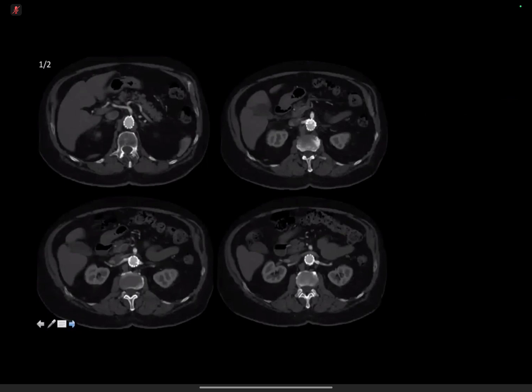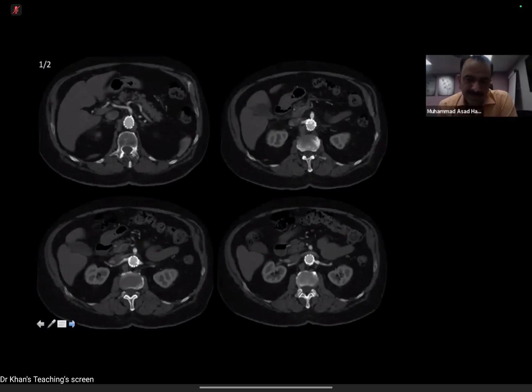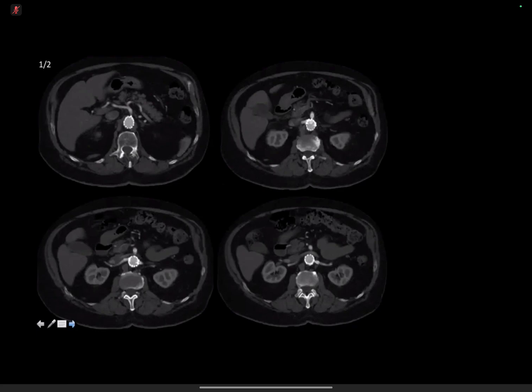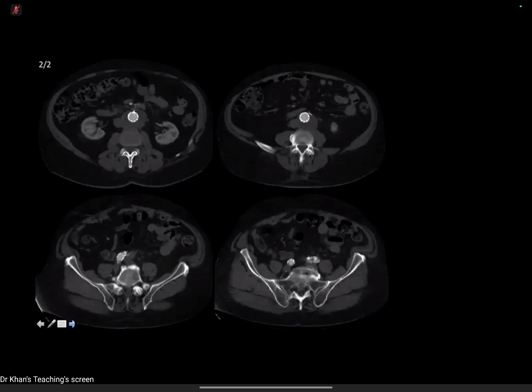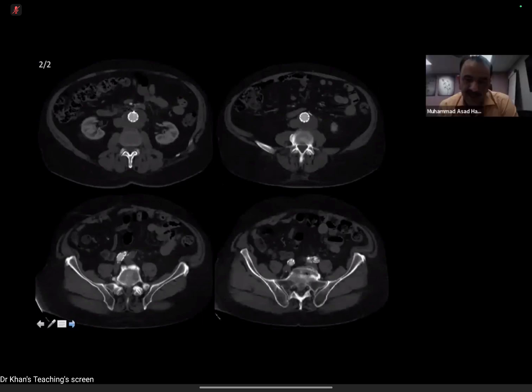Okay, the image which you see on the top right is basically showing the stent going into the SMA and to the right renal artery. The images at the bottom are showing the stents within both renal arteries. Okay, so this is a fenestrated EVAR. The other thing which I wanted to show you in the next slide was, if you see, you cannot see the bifurcation of the aortic graft. You cannot see one limb. You can only see one limb going towards the right common iliac artery.